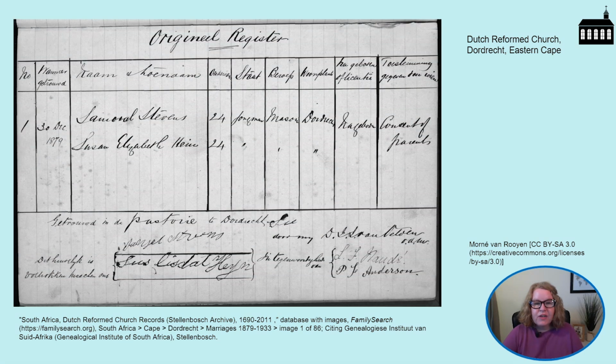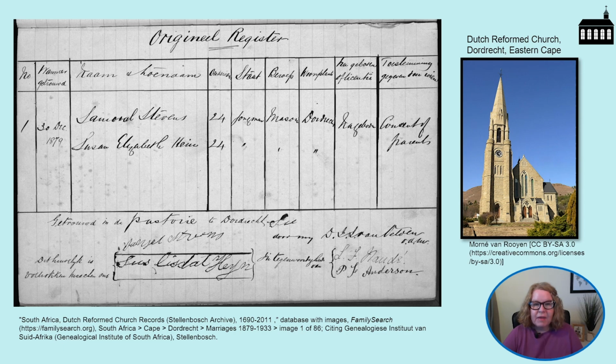So on your screen, you can see an example of an original 1879 marriage register. This is in the Dutch Reformed Church. In fact, it's in that beautiful church that you see on the screen there in Dordrecht, Eastern Cape. Lovely original signatures you can see for Samuel Stevens and his bride, Susan Elizabeth Hine. This is a great example of a handwritten marriage register.